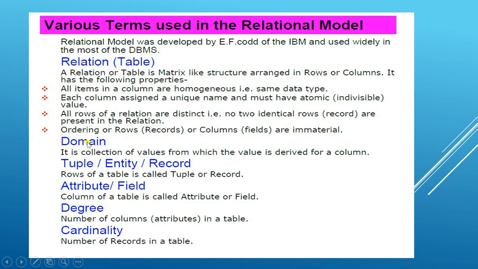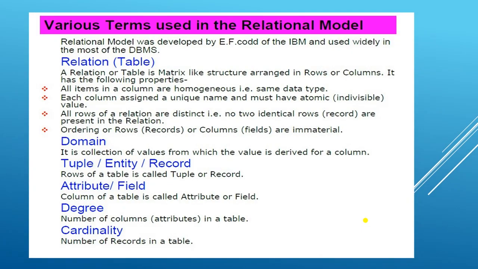What is a domain? It is a collection of values from which the value is derived for a column. Next is tuple, entity or record. The rows of a table are called tuples or records. Next is attribute, the column of a table is called an attribute. What is degree? It is the number of columns, or attributes, in a table. Cardinality is the number of rows or records in a table.